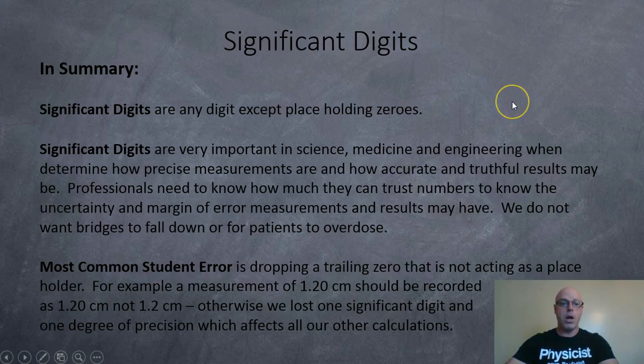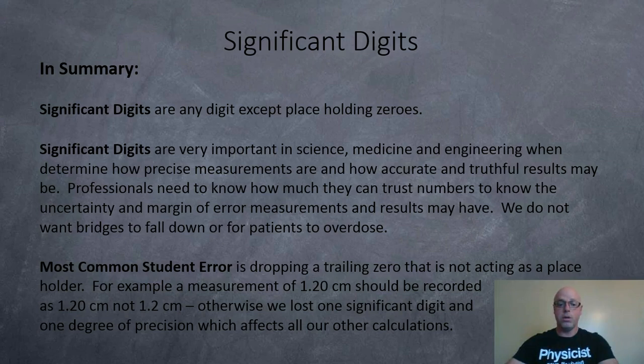So in summary, significant digits are any digit except a place-holding 0. Significant digits are very important in science, medicine, and engineering when determining how precise measurements are and how accurate and truthful results may be. Professionals need to know how much they can trust numbers to know the uncertainty and margin of error measurements and results may have. We do not want bridges to fall down or for patients to overdose.